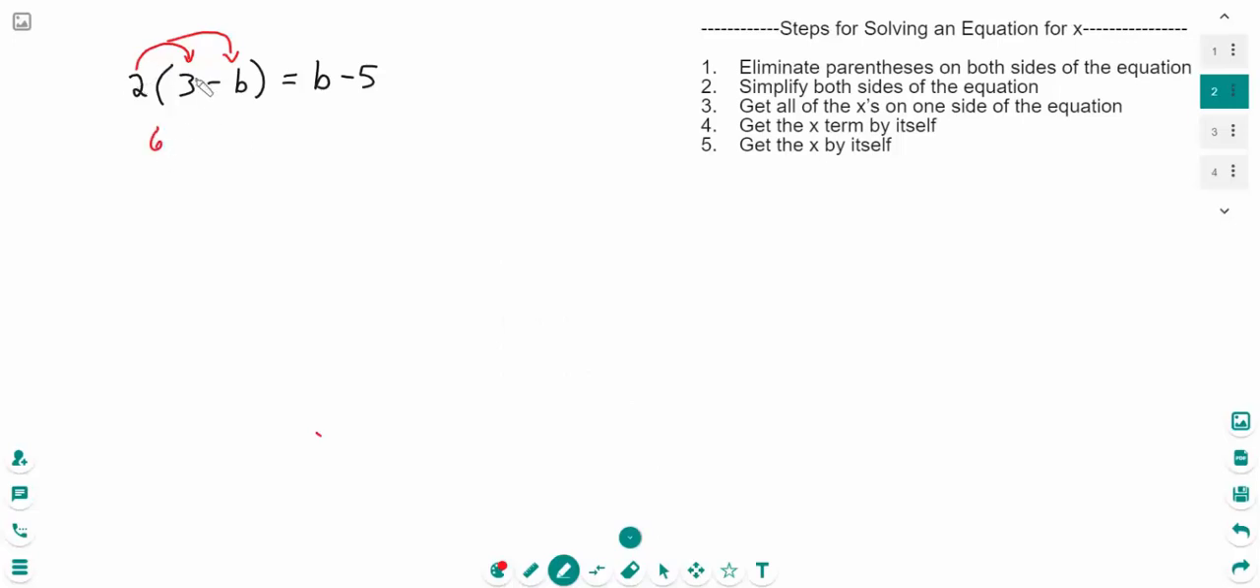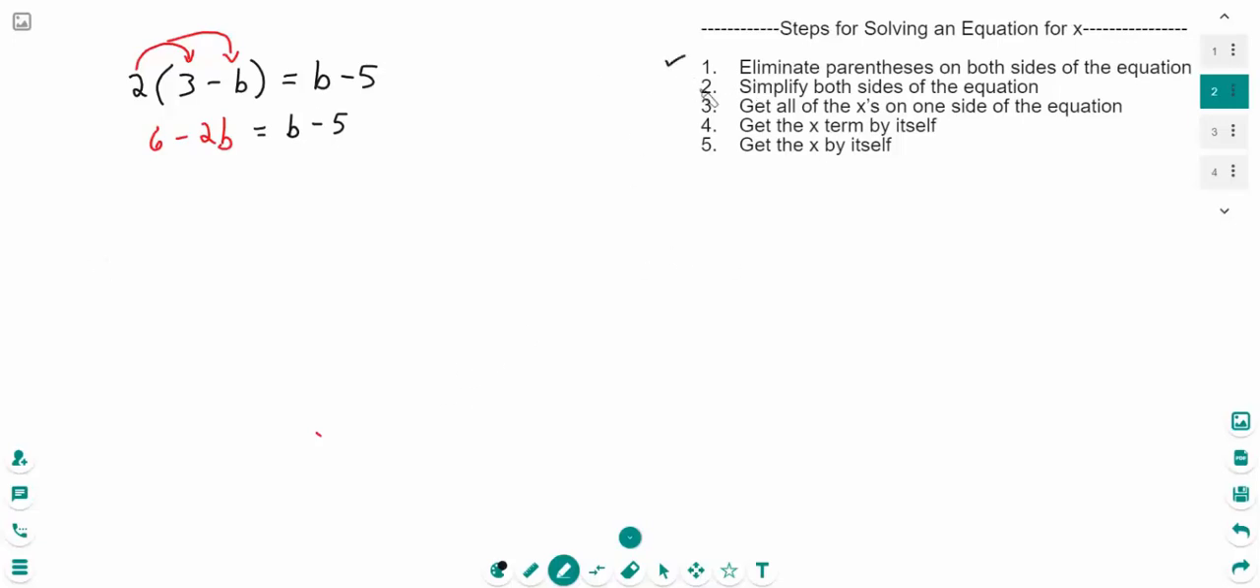And then 2 times a negative b is going to give me a negative 2b. And then, of course, I still have the rest of my equation, equals b minus 5. All right? That's our first step. Done.